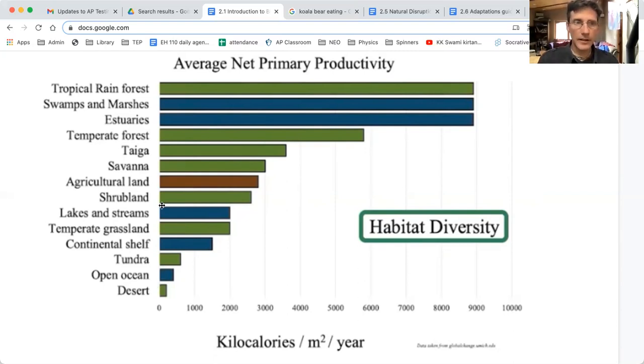And we see things like shrubland, temperate grassland, savanna as a tropical grassland. These are kind of in the middle. They have a lot of grass. They don't have a lot of other large plants like we see in the forests.